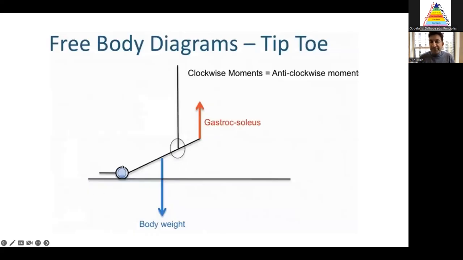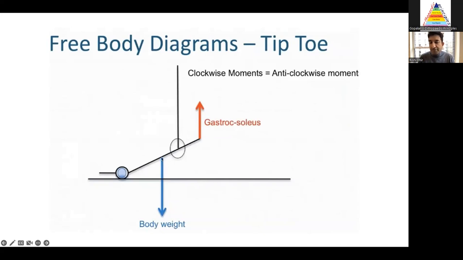But the weight of the heel, which is the load, is in the middle, whereas the force, the gastrocnemius, is further away. So this is slightly more efficient. This is what we call a second class lever. And then we think of what is the fulcrum? It's the MTP joint, okay?